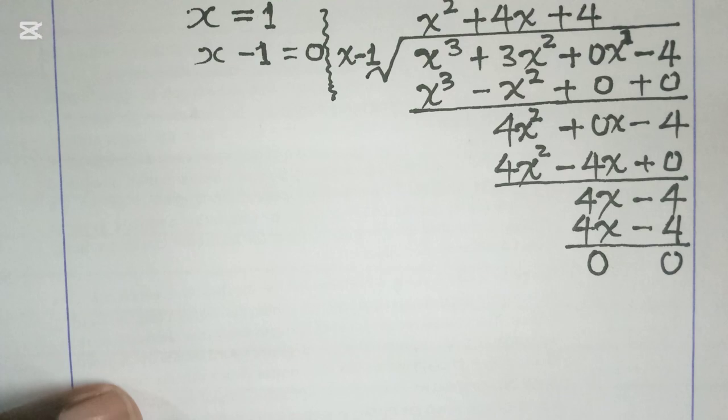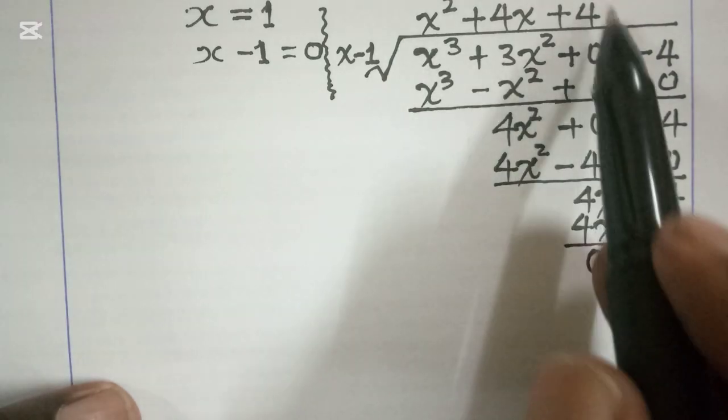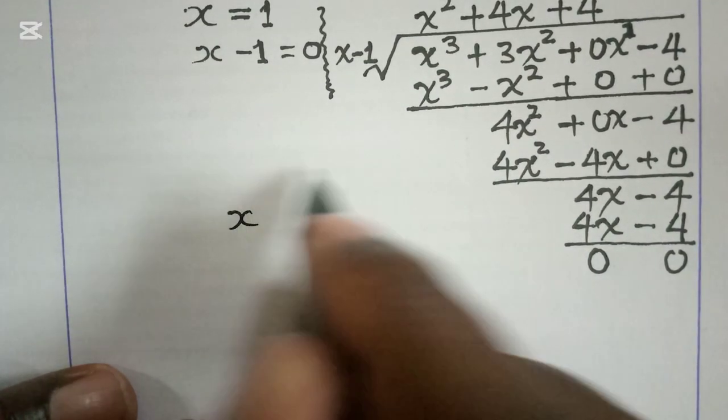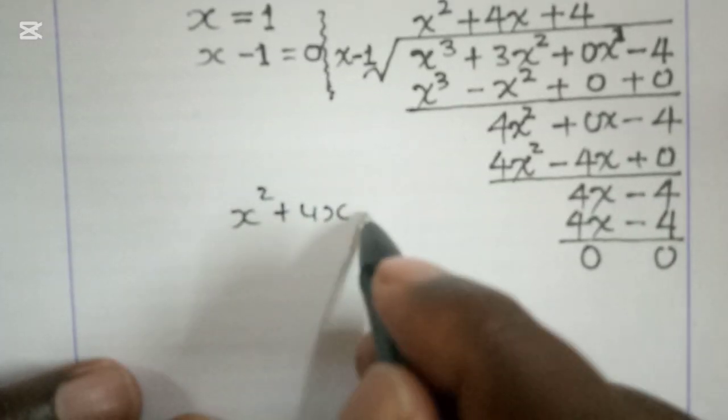And so guys, we come here and say our next factor, which contains two factors. This is actually a quadratic expression. I can write it here, it is x squared plus 4x plus 4.